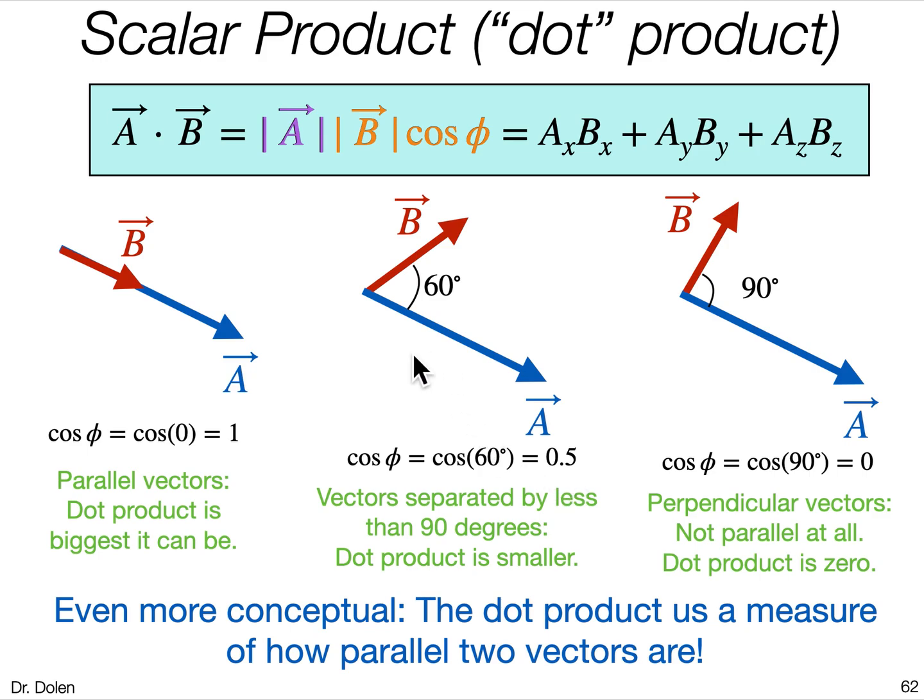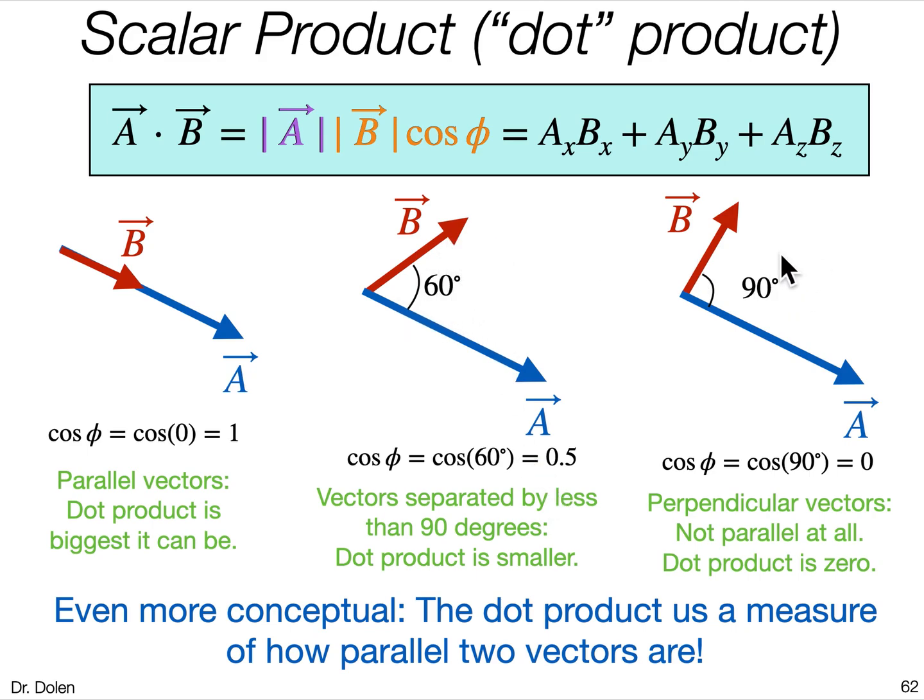Right, so the dot product of these two vectors is going to be smaller than the dot product of these two vectors, even if they had the same magnitude, the dot product would be smaller, right? Because the cosine of this angle would be 1/2. Right? So the dot product gets smaller as this angle gets bigger.